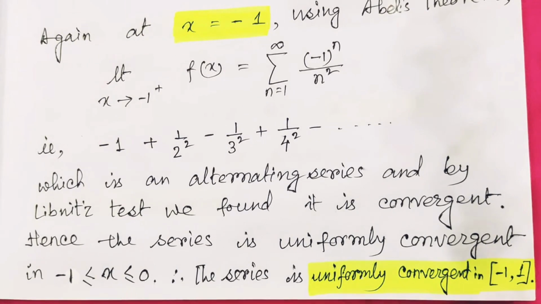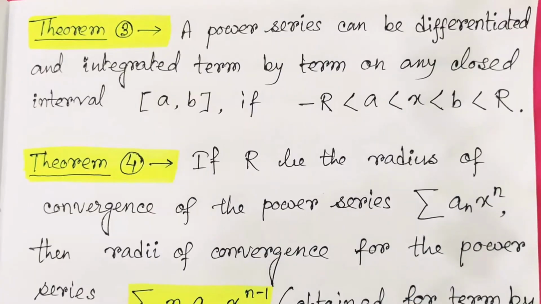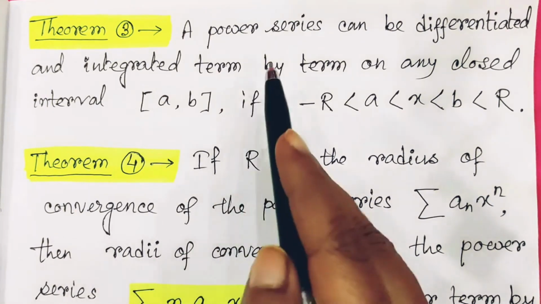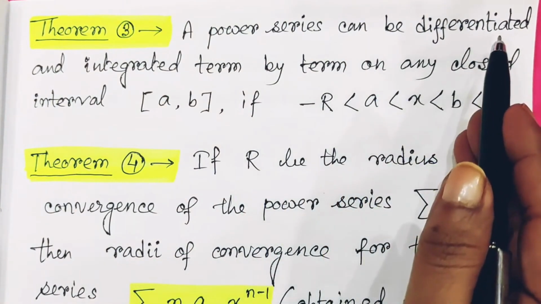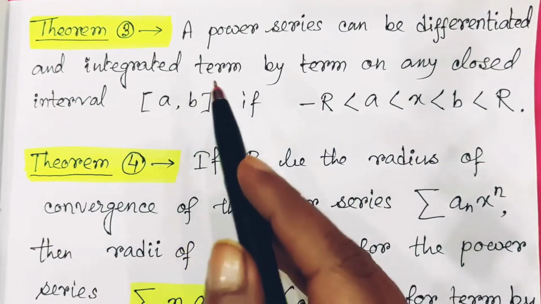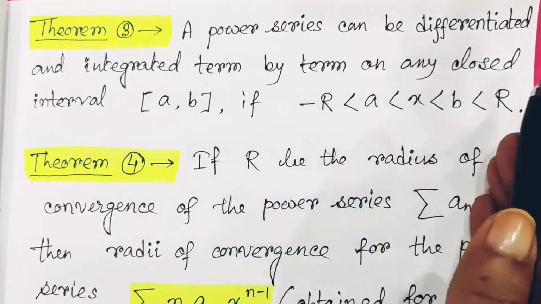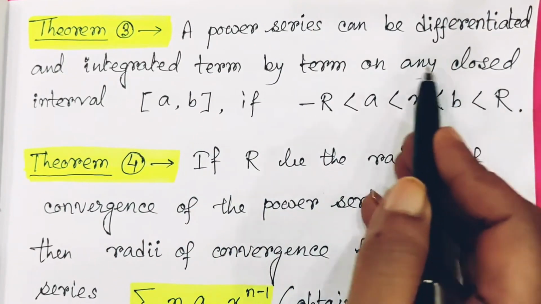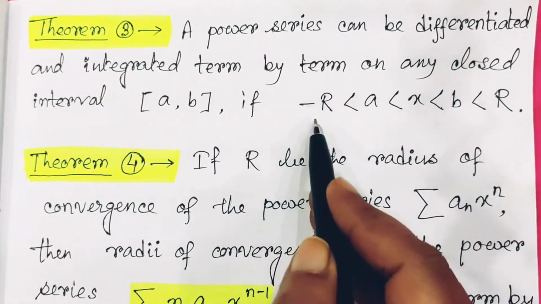I hope you understand what Abel's theorem is. Abel's theorem is very important for power series. Now let us do two more theorems on power series. Both of these theorems are again very important. The third theorem is: a power series can be differentiated and integrated term by term on any closed interval [a, b], if this interval lies entirely within the interval of convergence.